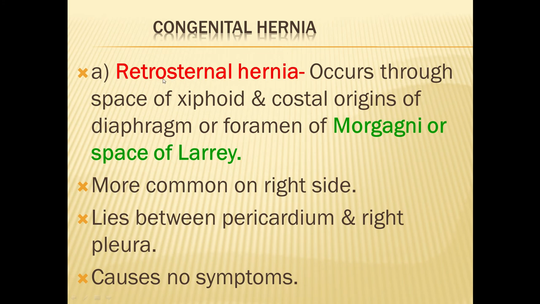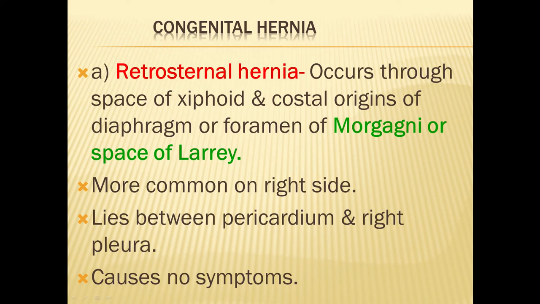Retrosternal. Retrosternal hernia means through which foramen are we talking about? Foramen of Morgagni or space of Larrey. That is the retrosternal hernia. So where does this hernia occur? Through the space of xiphoid and costal origins of the diaphragm. And it is more common on the right side. It lies between the pericardium and pleura and it causes no symptoms.